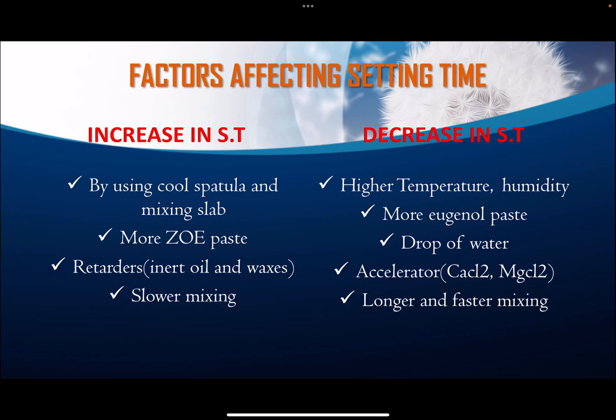The factors affecting setting time. Increasing setting time is seen by using a cool spatula, mixing slab, or using more zinc oxide paste, retarders like inert oil and waxes, slower mixing, etc. A decrease in setting time or an increase in the setting reaction is seen under high temperature, when there is a humid atmosphere, more eugenol paste, a drop of water, accelerators such as calcium chloride, magnesium chloride, etc. and if you have a longer and faster mixing time.